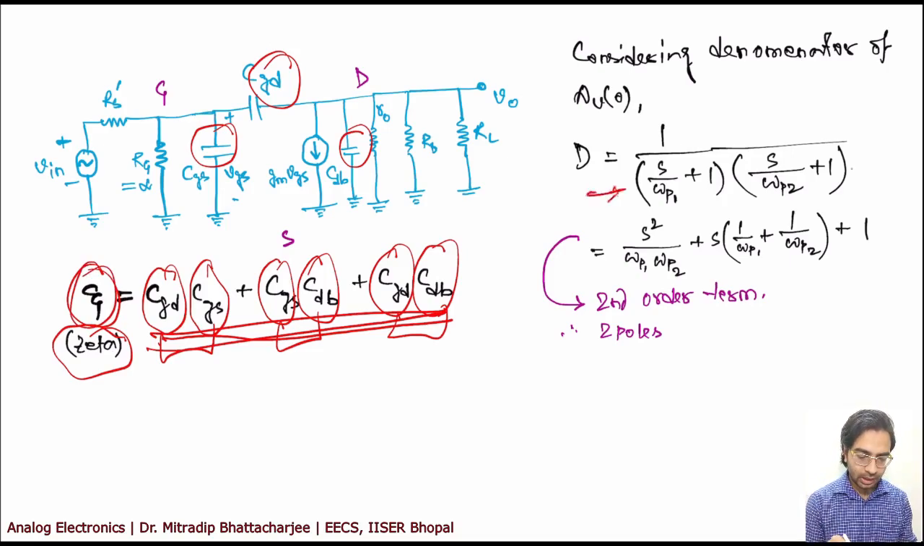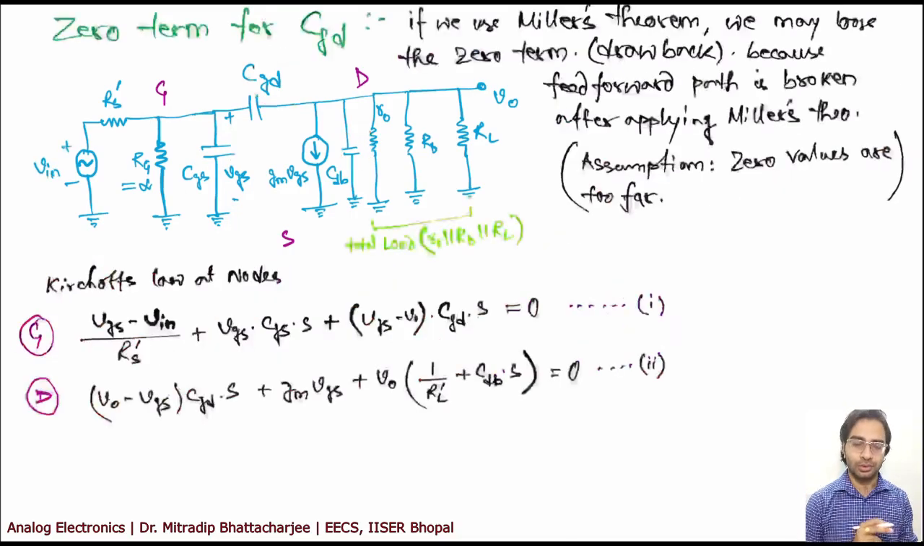And in the denominator I already have shown you that you have WP1 and WP2. So this is a second-order term which will have two poles. So that I already have discussed.